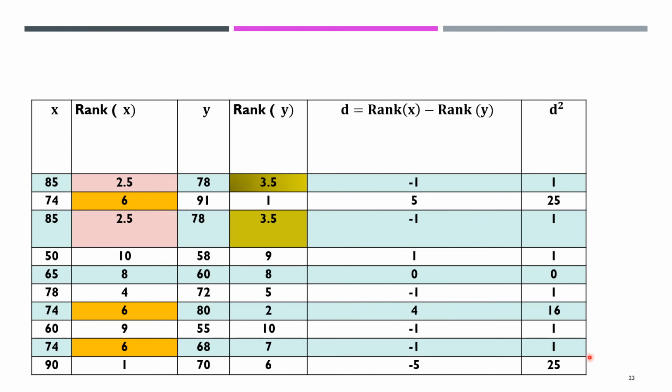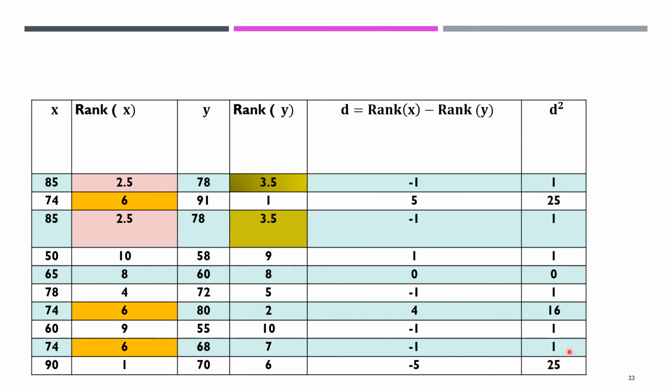Then calculating the D square column. Minus 1 the whole square is 1. 5 square is 25. Minus 1 square again 1. 1 square is 1. 0 square is 0. Minus 1 square is 1. 4 square is 16. Minus 1 square is 1. Minus 1 square is 1. And minus 5 square is 25.